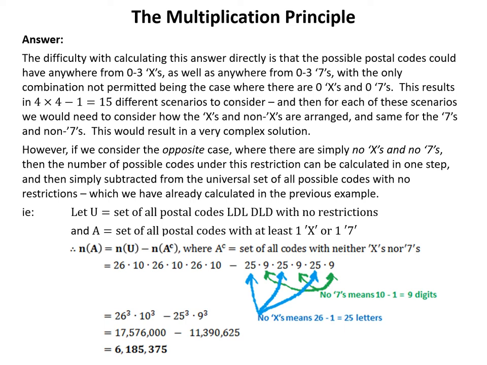So what we end up with is 26 to the power 3 times 10 to the power 3, that's the universal set, minus 25 to the power 3 times 9 to the power 3. And 25 to the power 3 times 9 to the power 3 is 11,390,625. So when we subtract that from 17,576,000, we get our answer of 6,185,375.